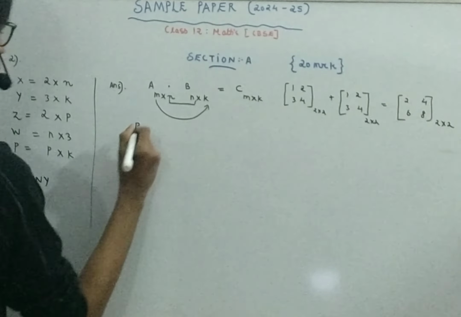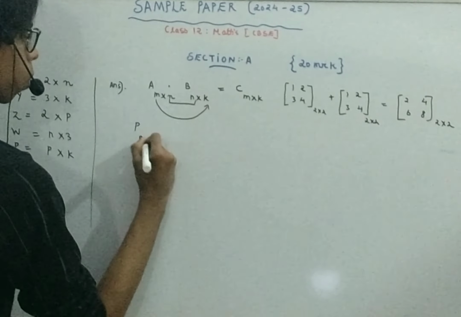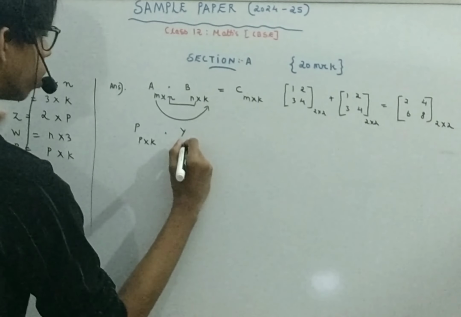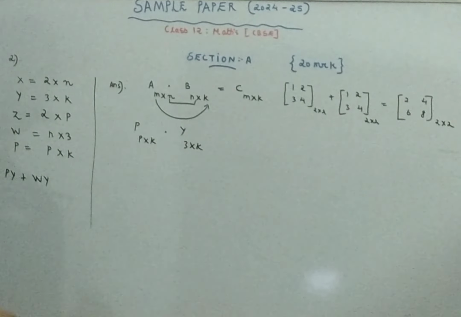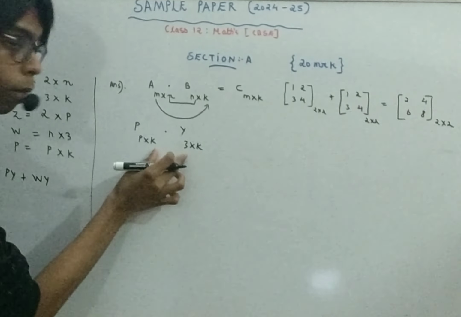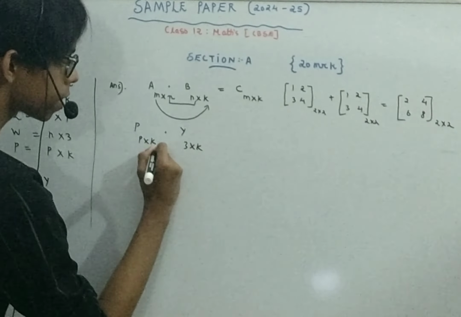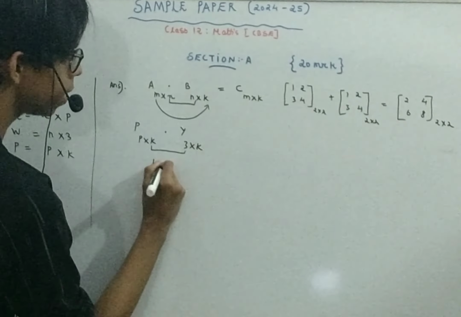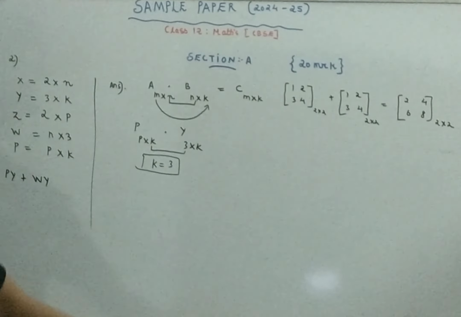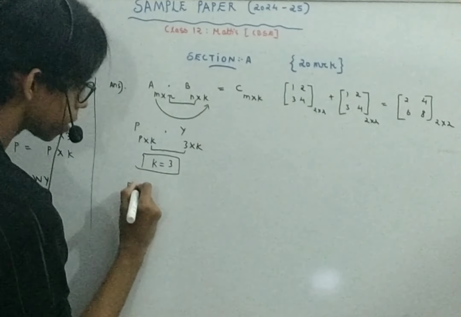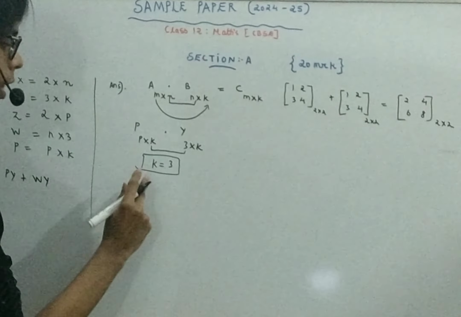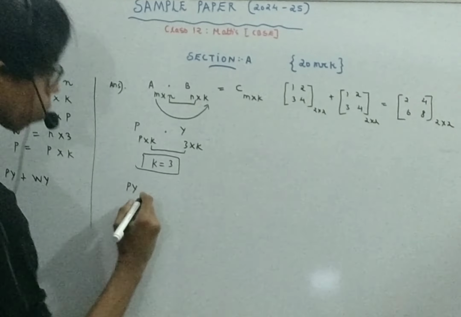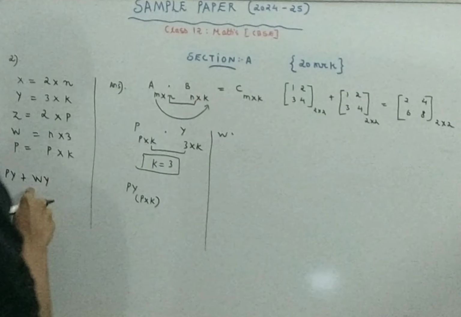So let us consider P, which is of the order p cross k, which is multiplied with Y. Y is of the order 3 cross k. So now if you see, matrix multiplication is possible if this k is equal to 3, isn't it? So from here I can write k is equal to 3. Now from here we can say that the new matrix that we will be getting when we multiply these two matrices will have the order p cross k. The second matrix, which is WY.